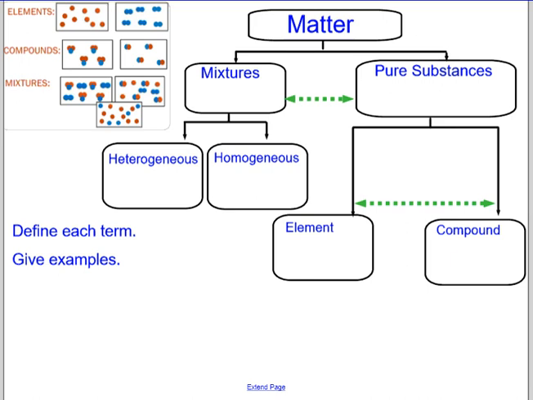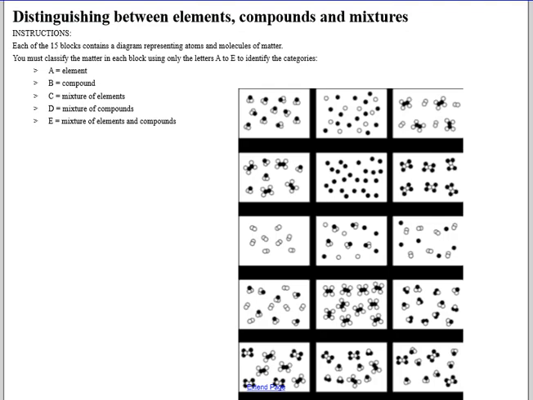Using your textbook, define each of the following terms on this page and give an example. Now that we understand the difference between mixtures and pure substances, and whether pure substances are elements or compounds, we're going to take a look at the following pictures and decide what they might be. I will do a couple with you.